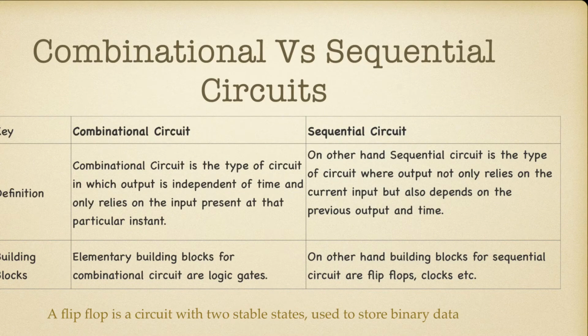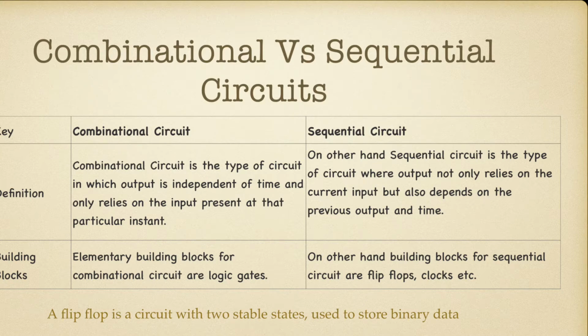Before going into the details, we must understand the difference between a combinational circuit and a sequential circuit. These two circuits are digital circuits that can be found inside a computer. A combinational circuit is a type of circuit in which output is independent of time and only relies on the input present at that particular instant. That is, the combinational circuit will produce output based on the input given.